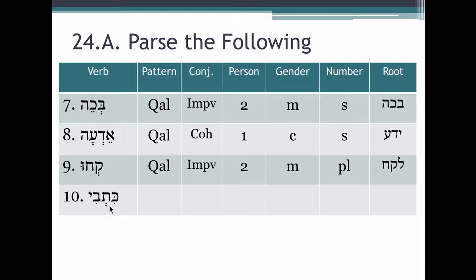And here we have kitvi. So the only thing that this is really going to be, the only time you're going to have a hireq yod at the end of a form, is an imperfect second feminine singular. Yiqtol, tiqtol, tiqtol, tiqtoli. But here we don't have a prefix because it's fallen off. Means we have an imperative. Qal imperative second feminine singular from katav.